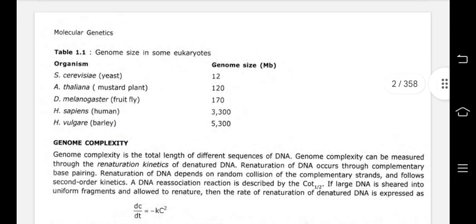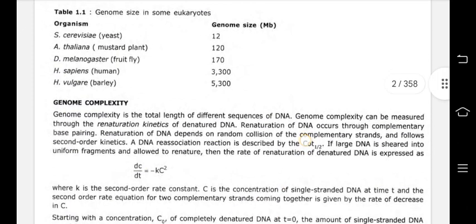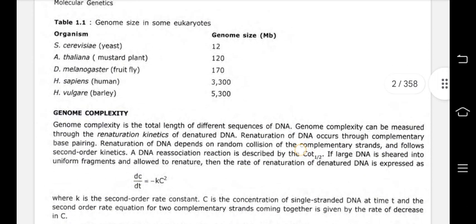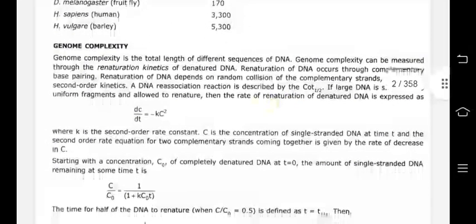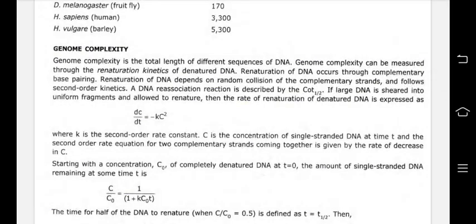Okay, here we could see the genome sizes of different organisms like Saccharomyces cerevisiae, yeast, genome size 12 MB, then mustard plant 120 MB, then fruit fly 170 MB, Homo sapiens 3300 MB, barley 5300 MB. Genome complexity. Genome complexity is the total length of different sequences of DNA.